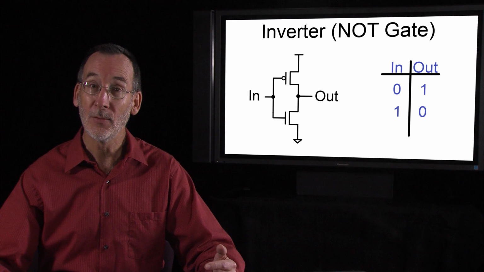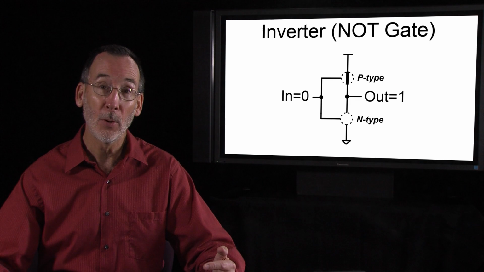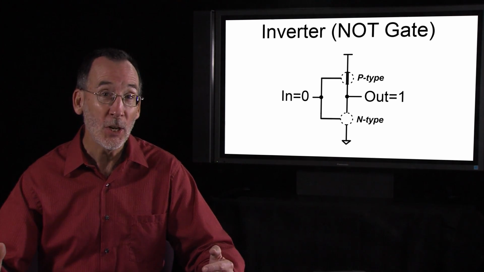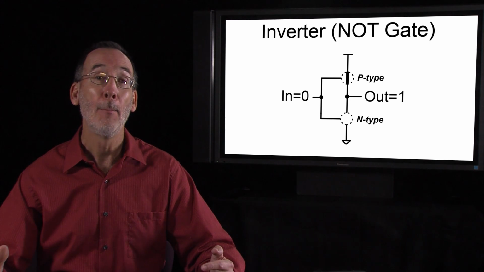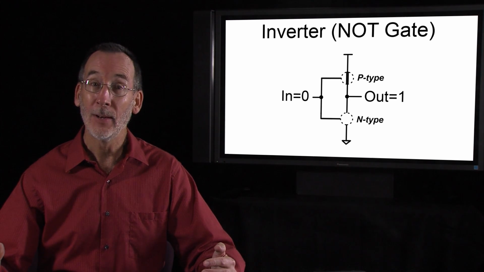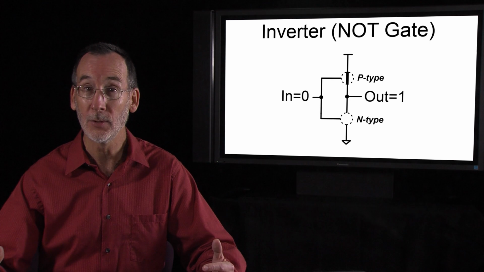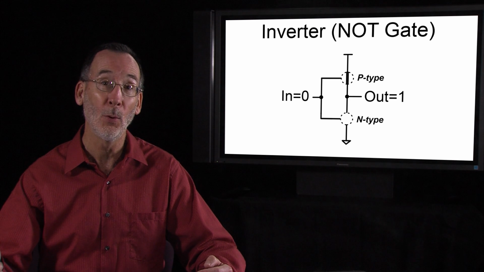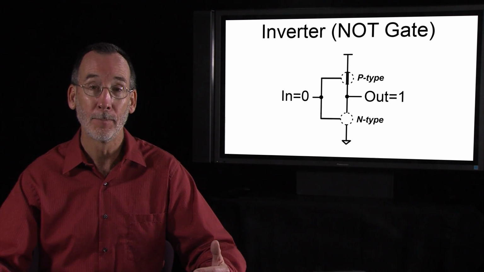So first let's look at an input of 0. With an input of 0, that closes the P-type switch. Remember, with a P-type device, if I have a gate input of 0, that closes the switch. So we're making a connection here for the output up to the supply voltage. But with an N-type device, when I have an input of 0 on the gate, that opens the switch. So I've broken the connection to ground, to 0 volts. So here the output is going to be pulled up to the supply voltage. So the output will be connected to the supply voltage, and that looks like a logic 1.